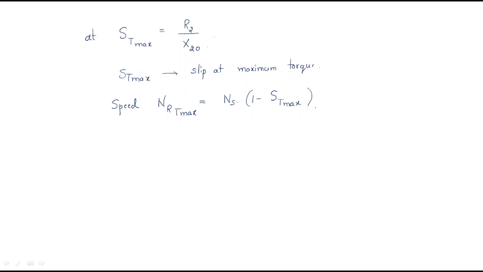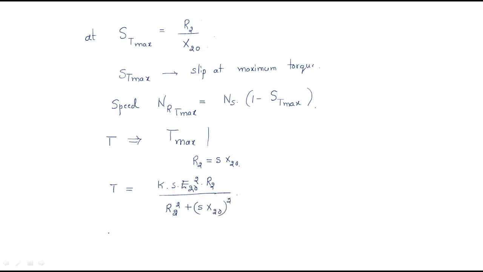Okay. So finally, the torque will become the maximum torque where you substitute the resistance R2 with S x2 naught. So here you know the torque value, K S E2 naught square into R2 by R2 square plus S x2 naught square. This is the general equation, and we should convert it into the maximum torque.